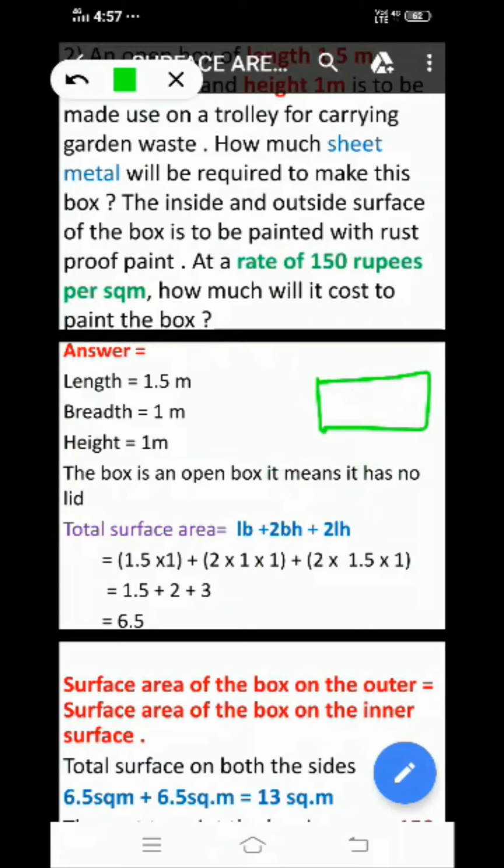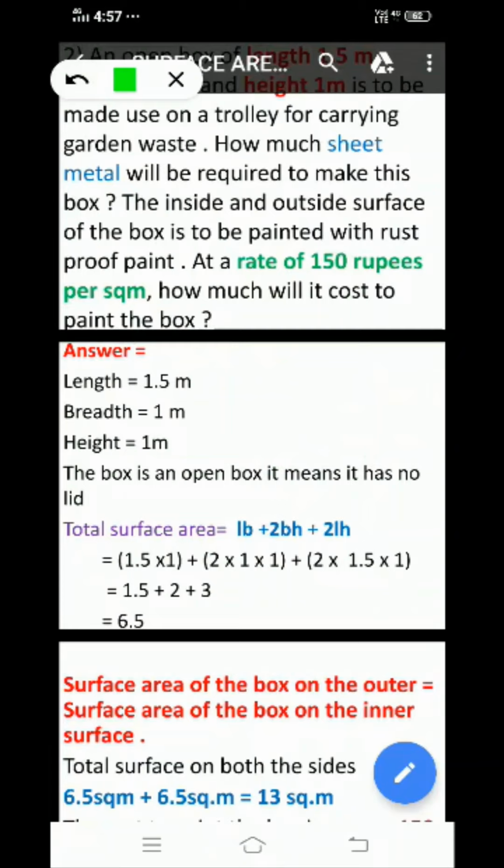The length is how much? 1.5. You have to put that 1.5. Breadth is 1, plus 2 into 1 breadth and height also 1, and plus 2 into length into height. Length is 1.5, height is 1, means 1.5 multiplied by 1, 1.5. 2 into 1 into 1 means 2, and 1.5 into 2 means what? 3. It will be 30, but there is a decimal point, that's why your answer will be 3.0.